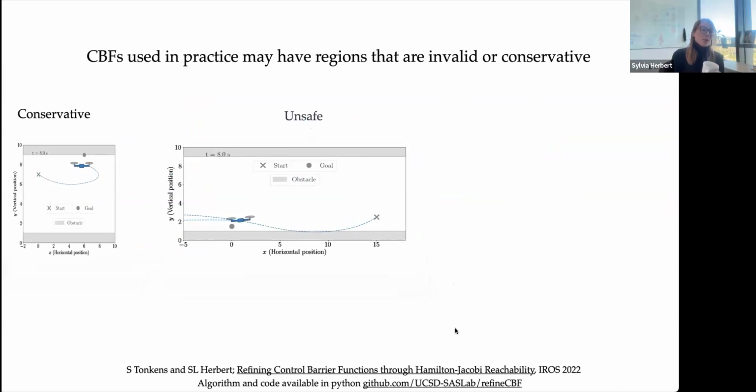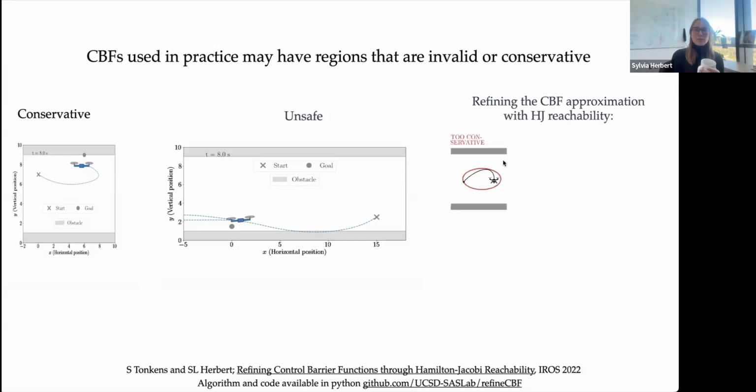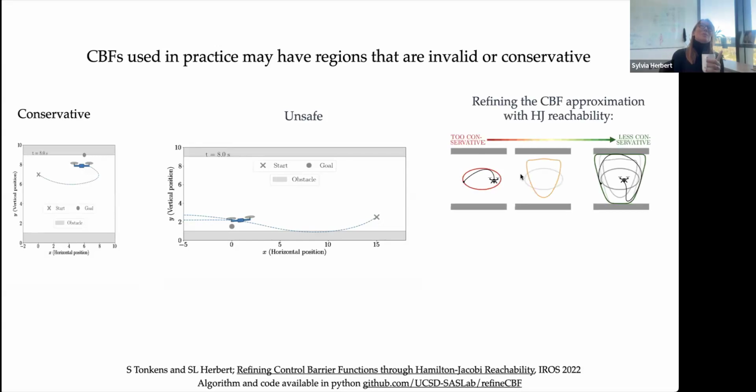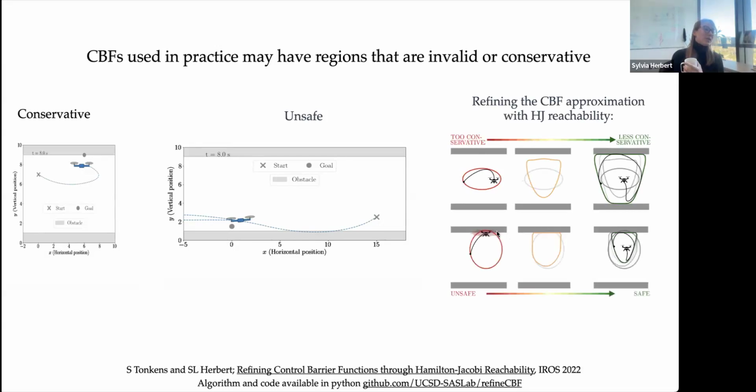And we found that if we initialize with that data-driven control barrier function or hand-designed control barrier function that assumes no control bounds or something like this, then every iteration of our dynamic programming will take something that's too conservative and is guaranteed to not make it more conservative, and in practice typically makes it less conservative. If we take something that's unsafe, then every iteration will increase safety, and upon convergence, you are guaranteed to have safety.